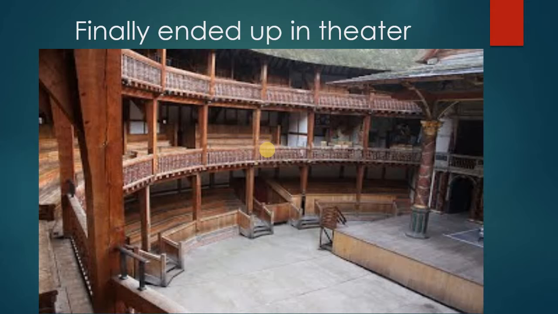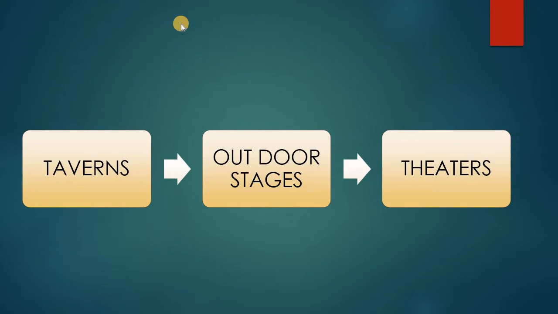As you can see, there is a stage here, the gallery, and there are some doors here. Yes, it is almost perfect, and that is theater. So let's recap. First are the taverns, which is the place where people gather to drink alcoholic beverages, or what we call innyards. After the taverns, there is a development, which is the outdoor stages. Then after the outdoor stages, there are theaters.